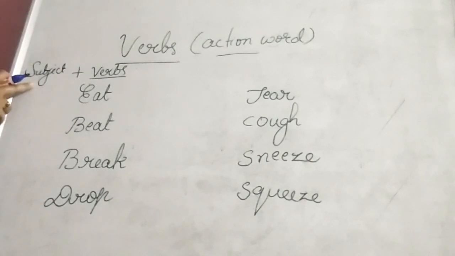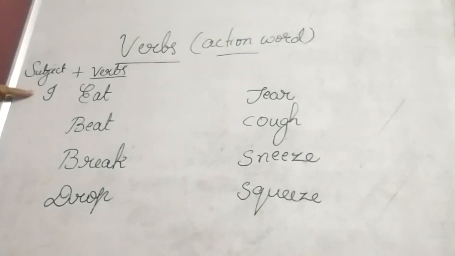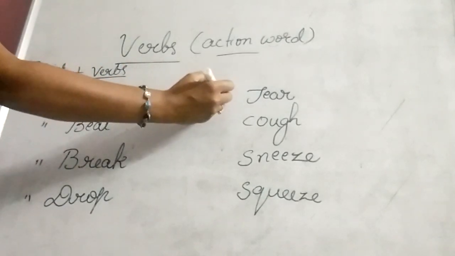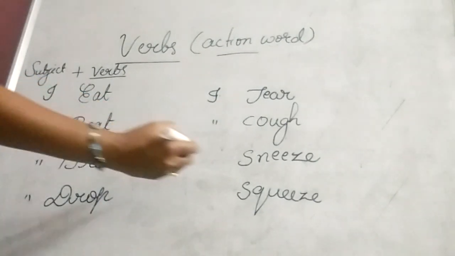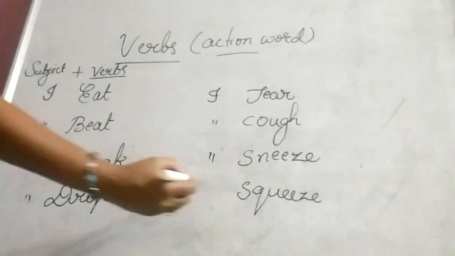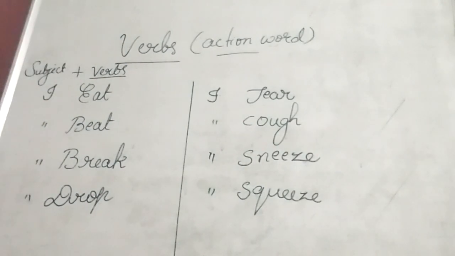What do you mean by subject? Whom are you speaking about? It is a subject. So, I write I as a subject. I eat. I beat. I break. I drop. I tear. I cough. I sneeze. I squeeze. So these became the simple sentences now.